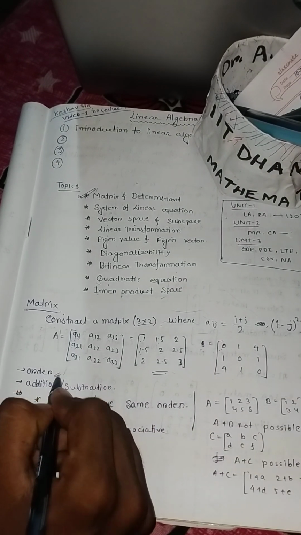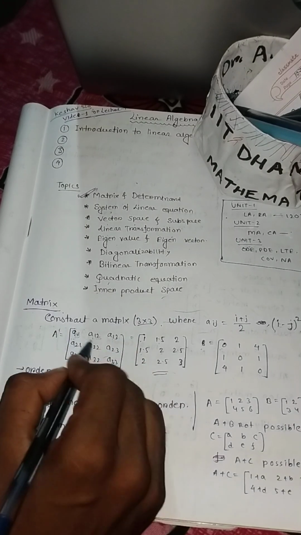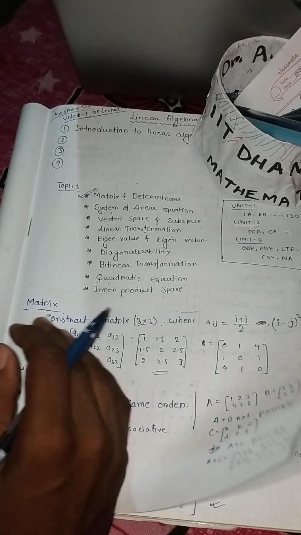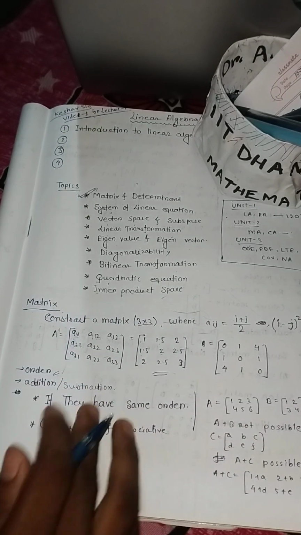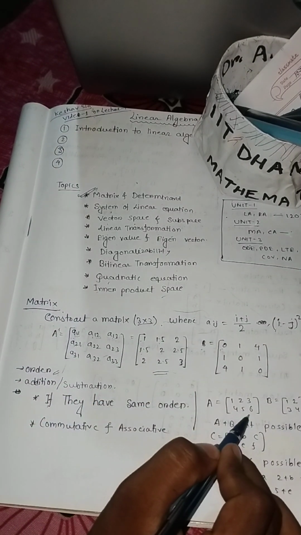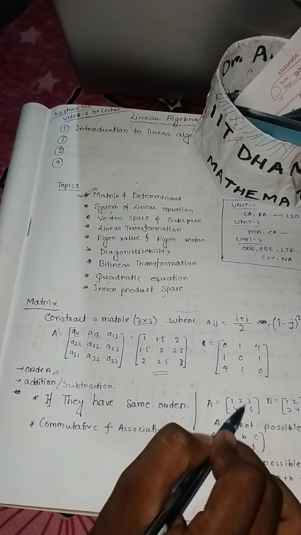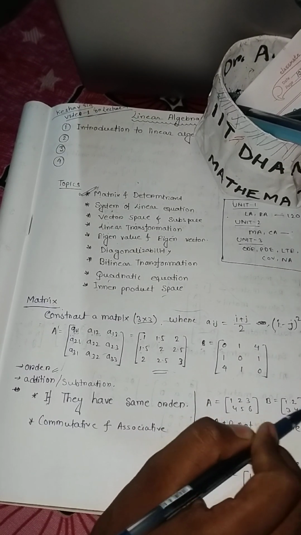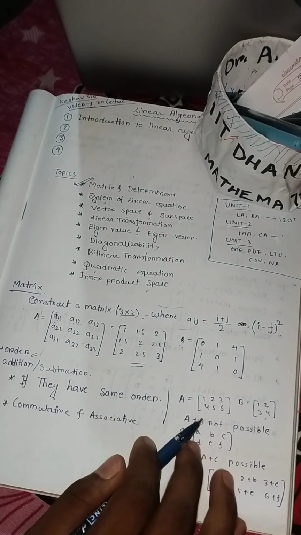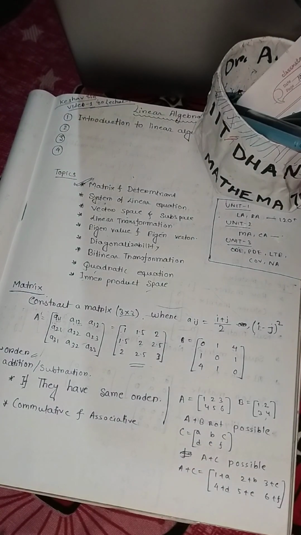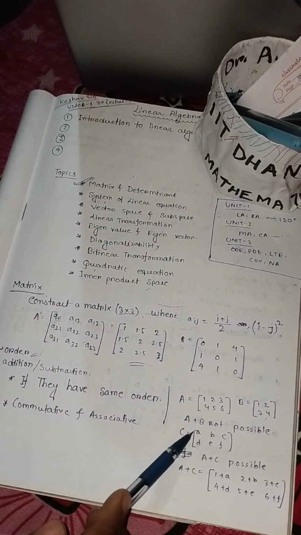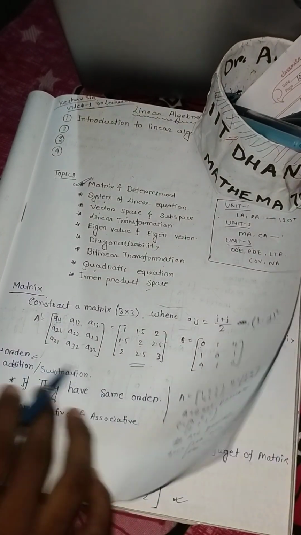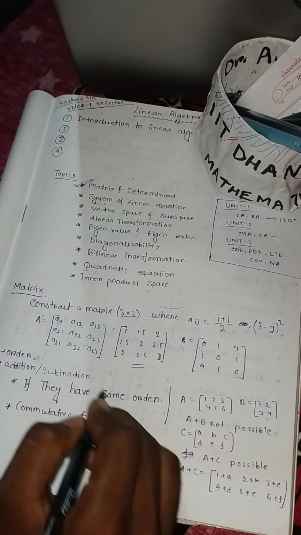Here, the basic of order: if a matrix has 3 rows and 3 columns, it's called a 3 cross 3 matrix. If it has n rows and n columns, then it's called an n cross n matrix. Here you can see for this example, there are 2 rows and 3 columns, so it is a 2 cross 3 matrix. This is the order of the matrix. Here it is a 2 cross 2 matrix. And here is an example. Now some properties.